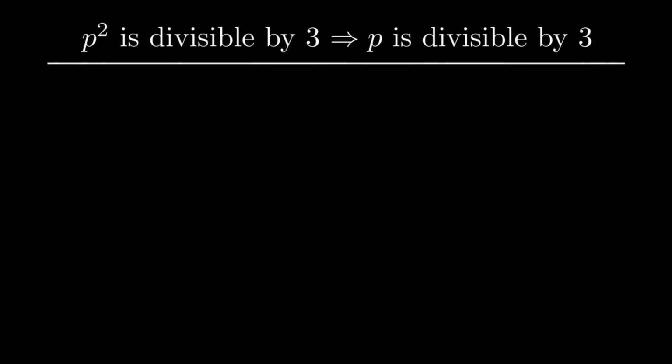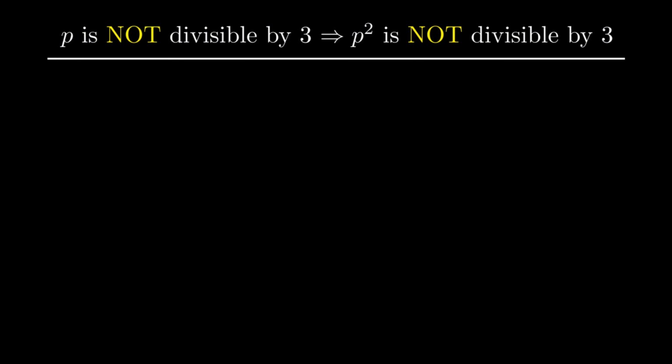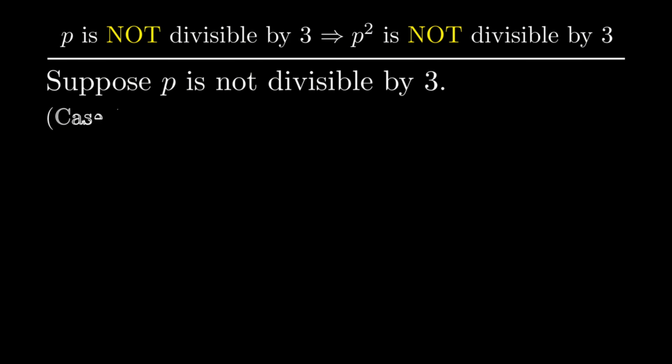We want to show that if p squared is divisible by 3, then p is also divisible by 3. Let's approach this with a contrapositive, since again, that gives us more structure and allows us to work with p instead of p squared. Now we want to show that if p is not divisible by 3, then p squared is also not divisible by 3.